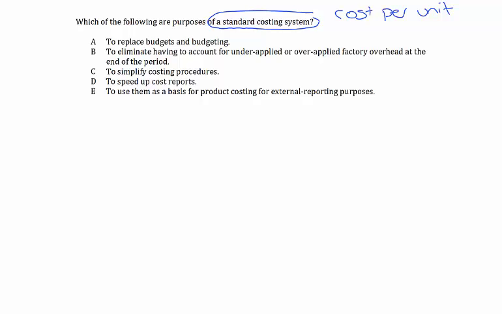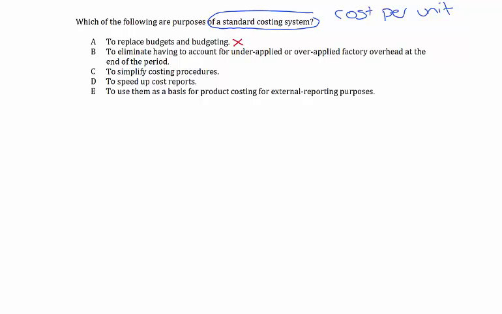So keeping that in mind, we can go through and establish whether any of these are actually a purpose of standard costing. So first of all, A says to replace budgets and budgeting, and this is not correct. It's actually often used within the budgets and budgeting process, and it's not there to replace them.